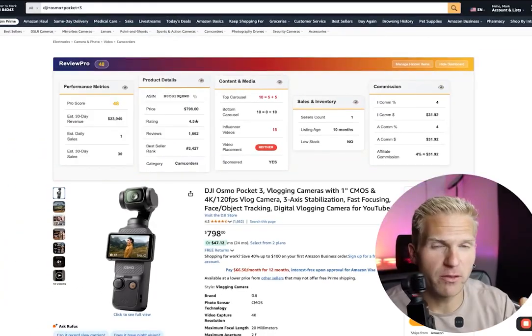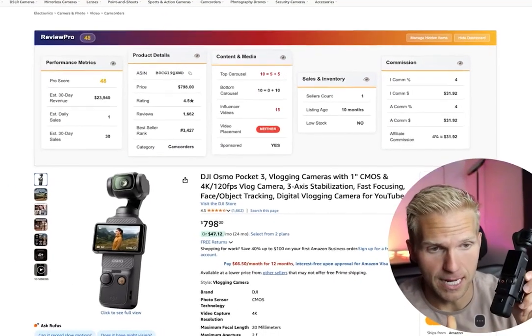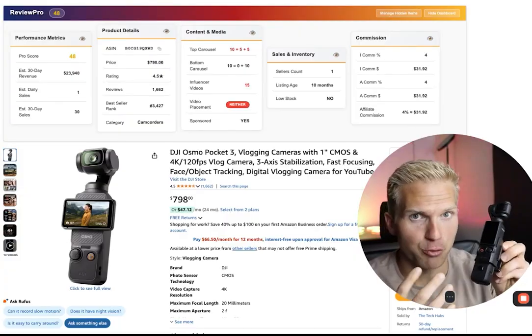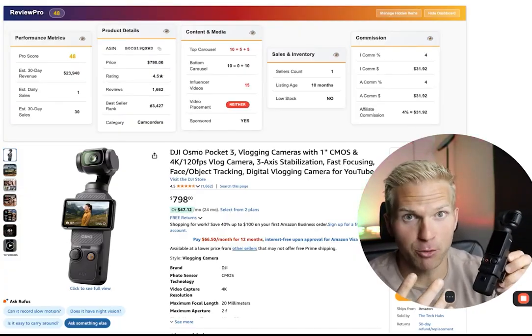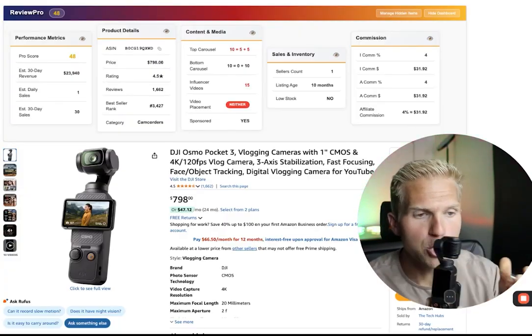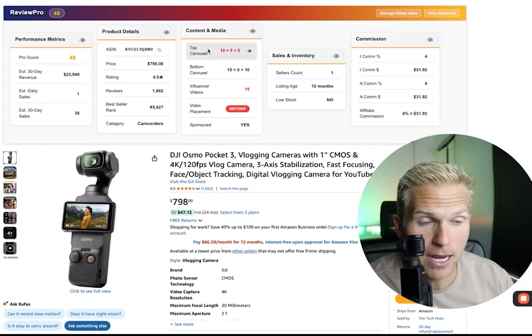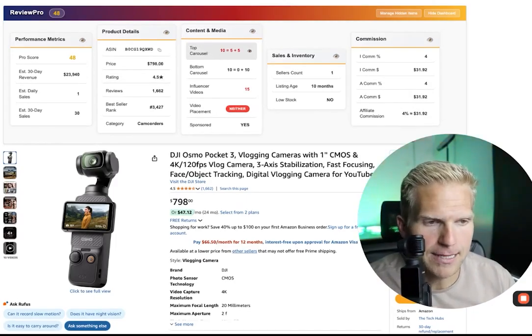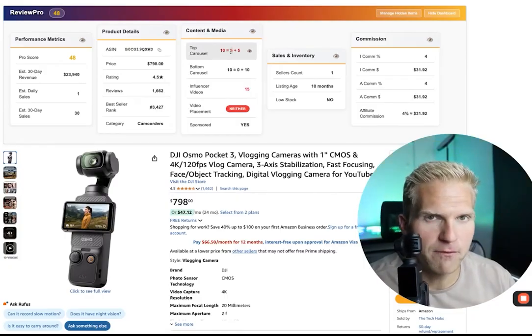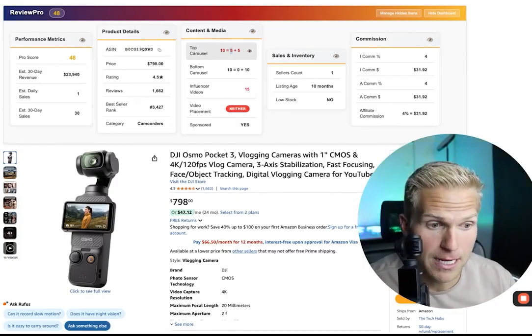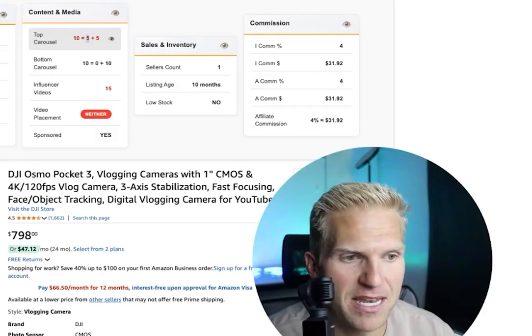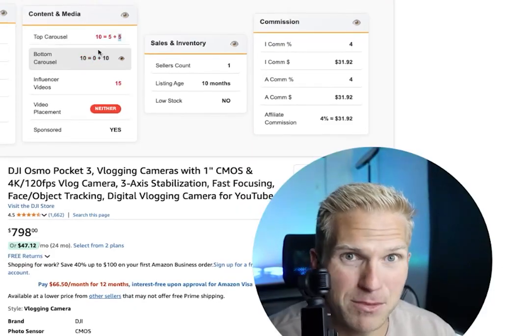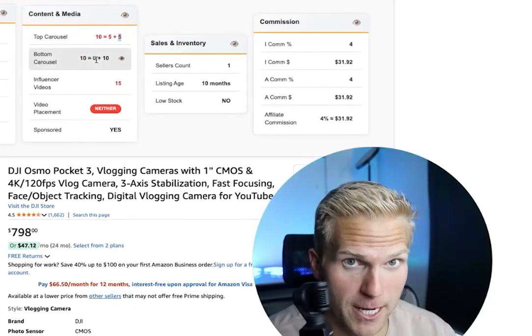It shows me all of the product information for this camera. It shows me how much revenue it has sold in terms of product sales in the last 30 days. But also I could see that at the top carousel, there's 10 videos total. Let me explain it like this. This first number, 5, is how many videos are produced by the brand DJI. And then the next 5 are going to be Amazon influencer videos.